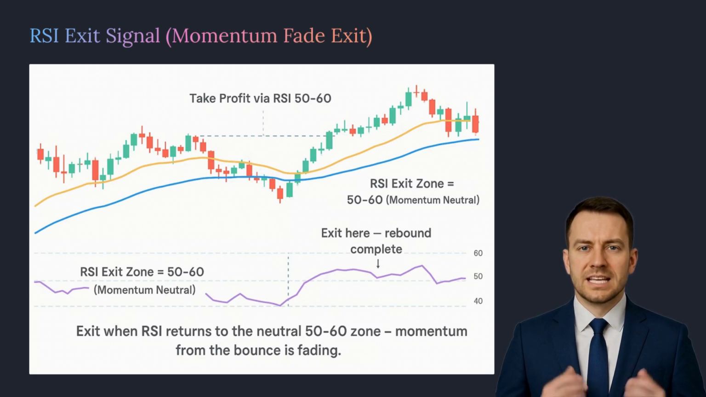Some traders even scale out, e.g. take half off at plus 5 pips, and let the rest trail until RSI hits 60 or 70, since sometimes momentum overshoots a bit in your favor.